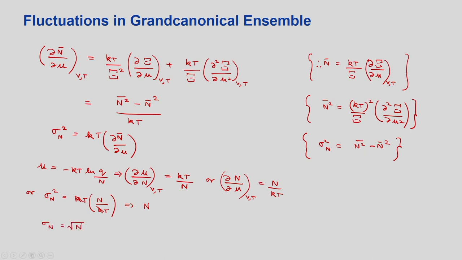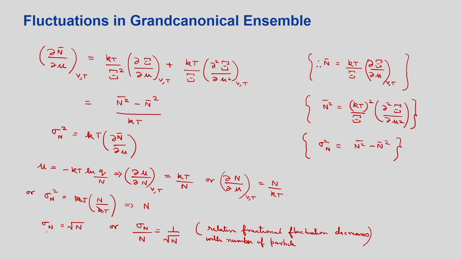So it means the deviation will increase with the number of particles. And what is the fractional deviation if I divide it? I can also write in this manner, sigma n by n thus becomes 1 upon root n. So it means I can say that the relative fractional fluctuation decreases with the number of particles.